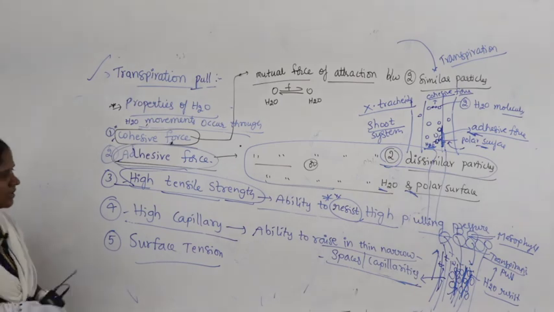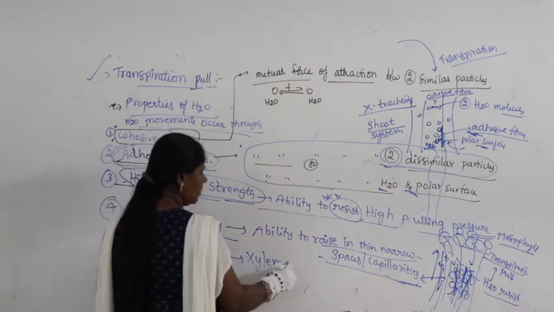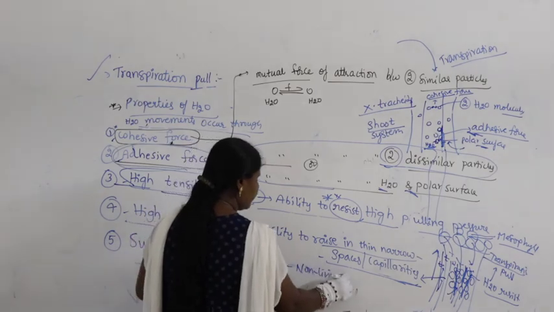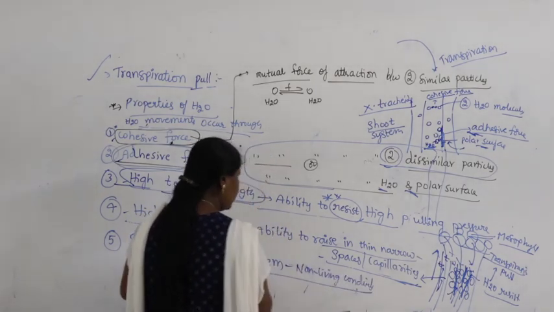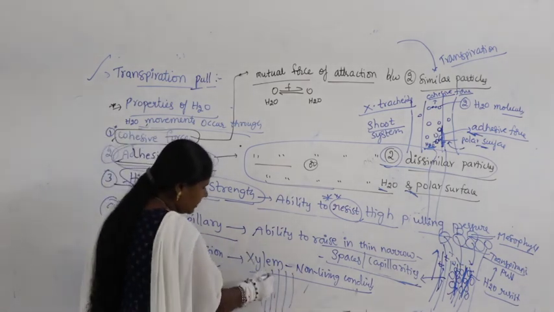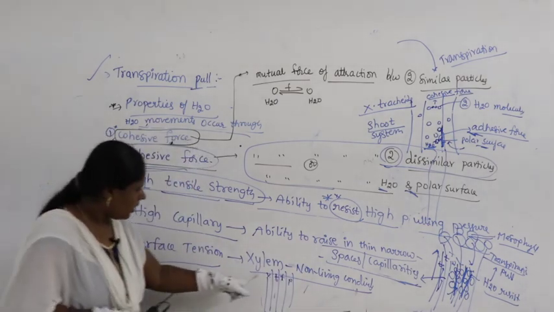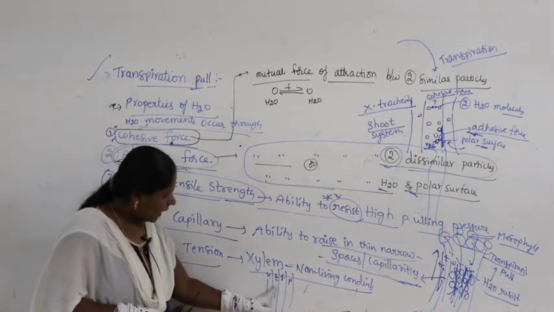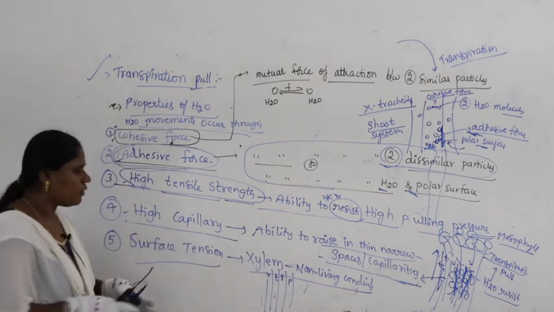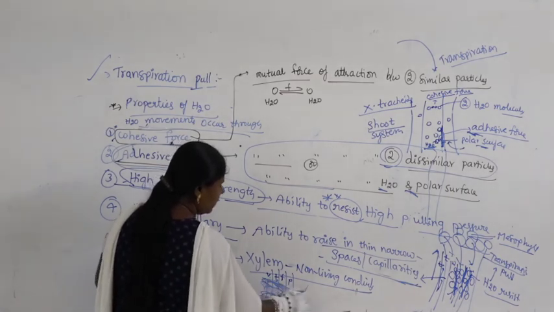Now coming to surface tension. What is surface tension here? You know that xylem components are here, or you can say non-living xylem conducting cells. For example, this is a vessel, this is a tracheid, this is a fiber, this is a parenchyma. All four components of xylem are fully filled with water.